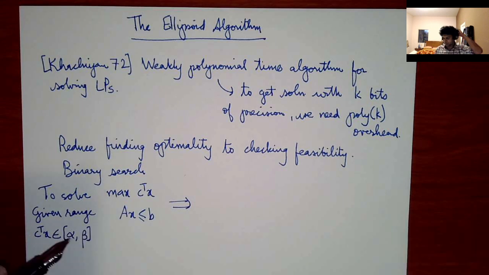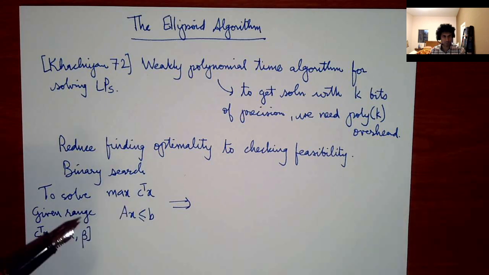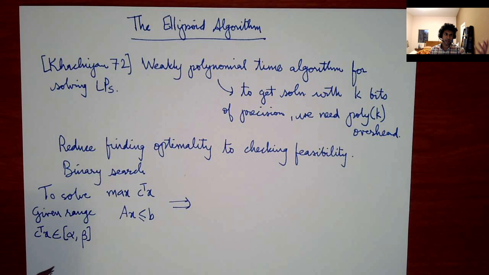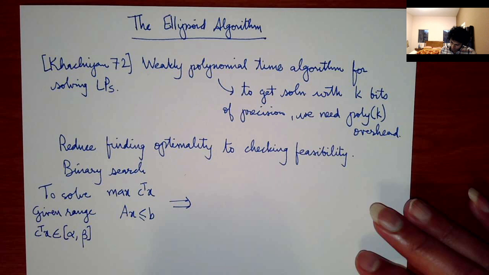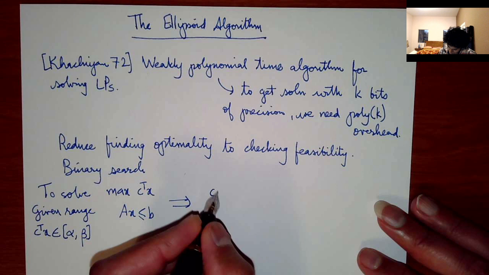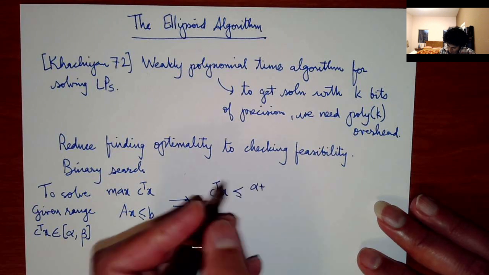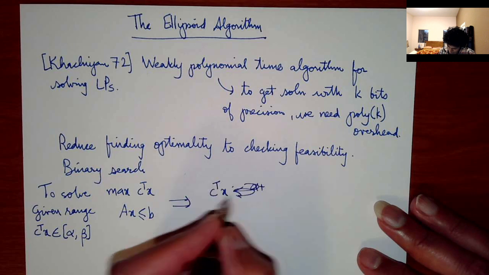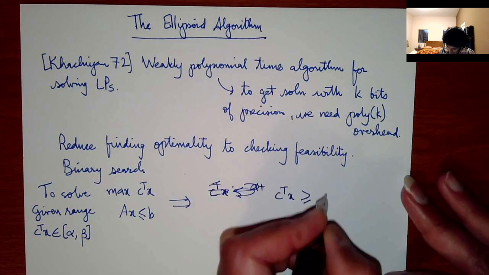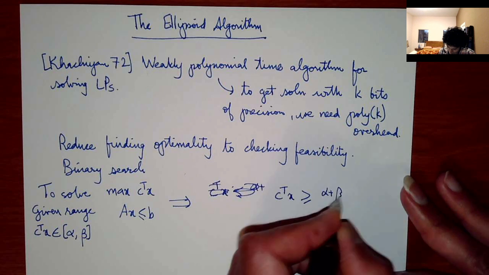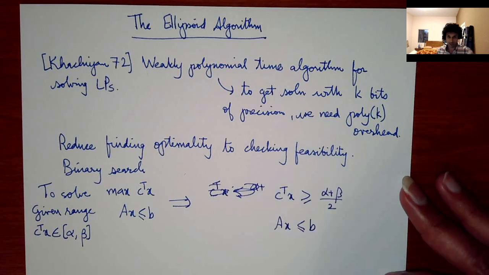And often for many problems you can come up with some kind of range just by looking at the maximum coordinates. Or if you know that you're solving, let's say, a matching problem or something, then you can easily come up with a range for this setting. And so to solve this with this given range, we're trying to maximize. So C transpose X being greater than alpha plus beta divided by 2, AX less than B. Right? And this is just a set of linear constraints. So just check feasibility here.